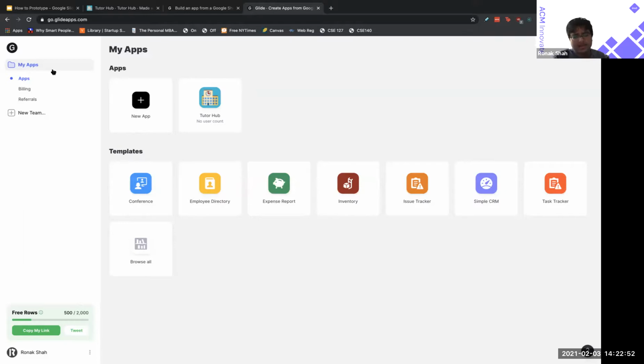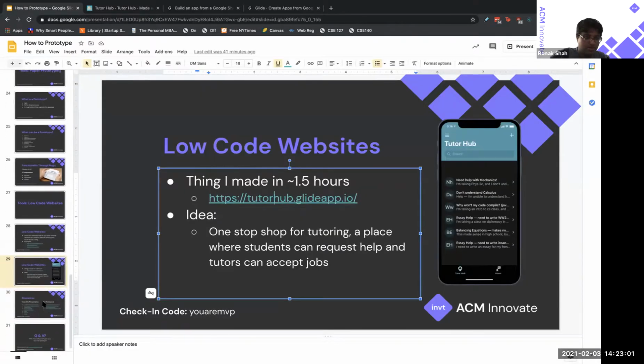You can send it out immediately and get feedback and say, okay, are people using this at all? Is this useful at all? And you can iterate from there. And so that's it for my workshop.